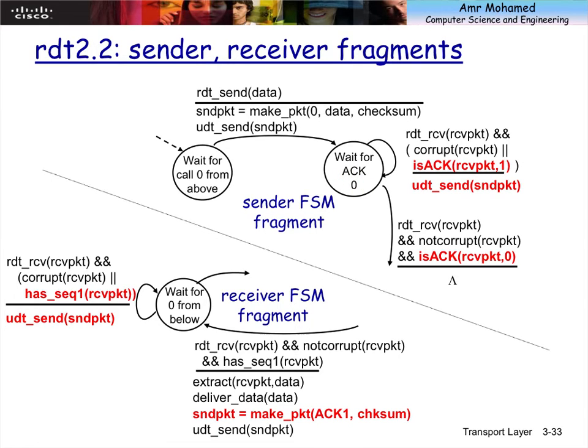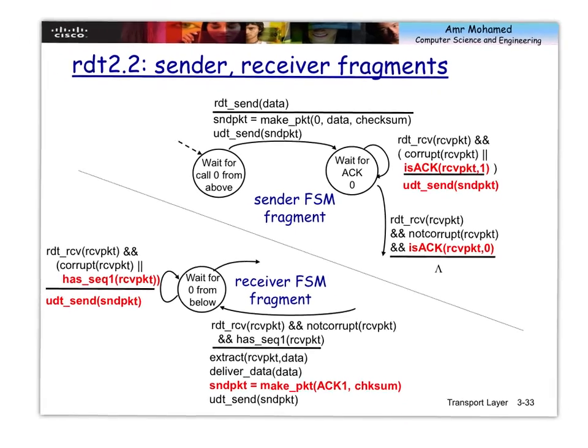If I'm waiting for acknowledgement 0, and then I receive acknowledgement 1, this receiving acknowledgement 1 is for me equivalent to sending negative acknowledgement for 0. So this way I can get rid of the negative acknowledgement altogether. Which corresponds to here.